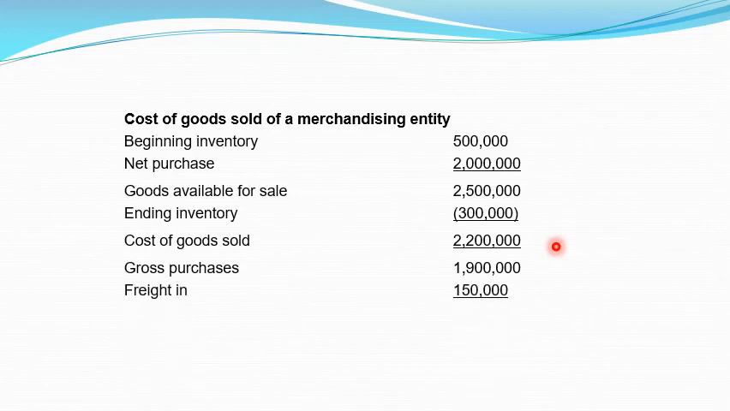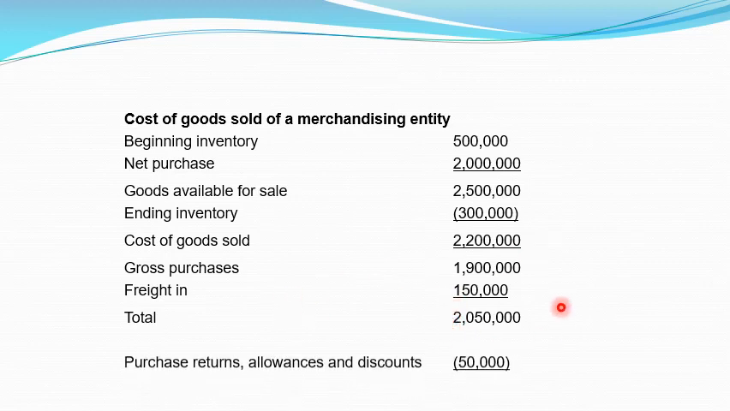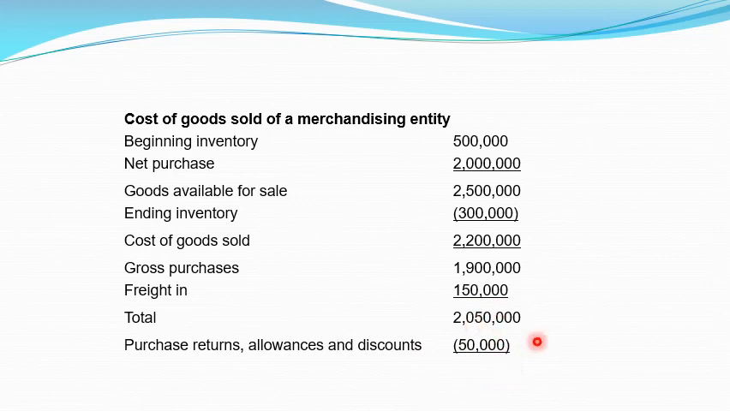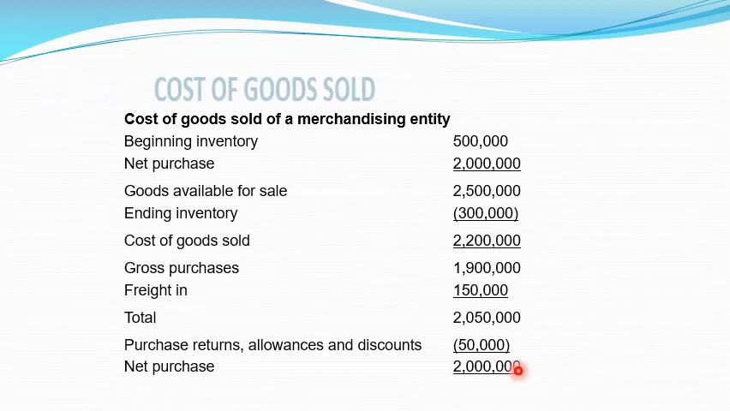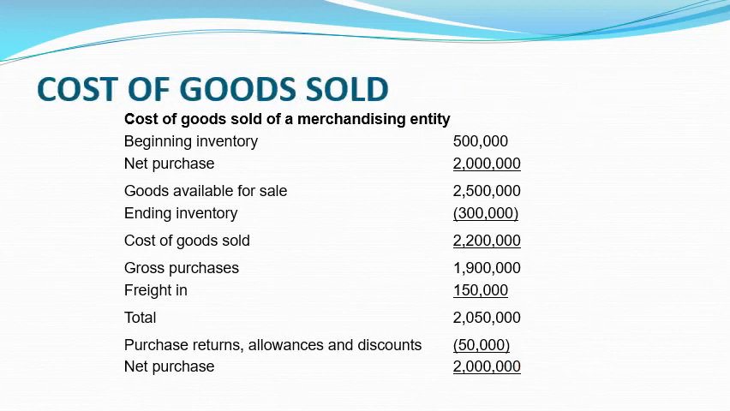So, gross purchases plus freight in, 2,050,000. Less purchase return allowances and discount. Then we have net purchase of 2 million. So, ito yun. The breakdown of the 2 million net purchase. Okay. So, si freight in, attributable yan sa inventory. Kaya added yan sa gross purchases. Then, purchase returns, allowances, and discounts kontra account ng purchases. This is the cost of goods sold.